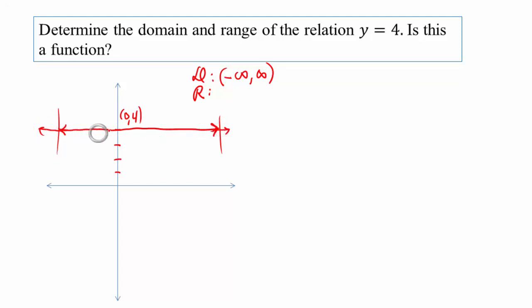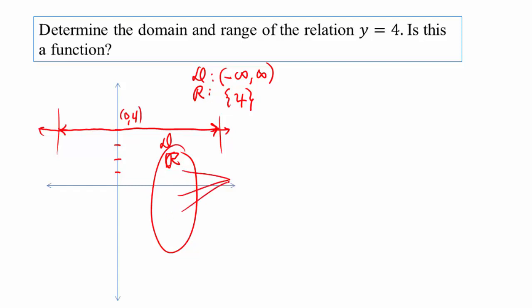Now, what about the range? Well, we only have one element for the range. It's the number 4. It just so happened. So here's a situation where you have the domain, the set of all real numbers, and every real number is paired to the number 4. So that's why the range is made of just one element, which is equal to 4.